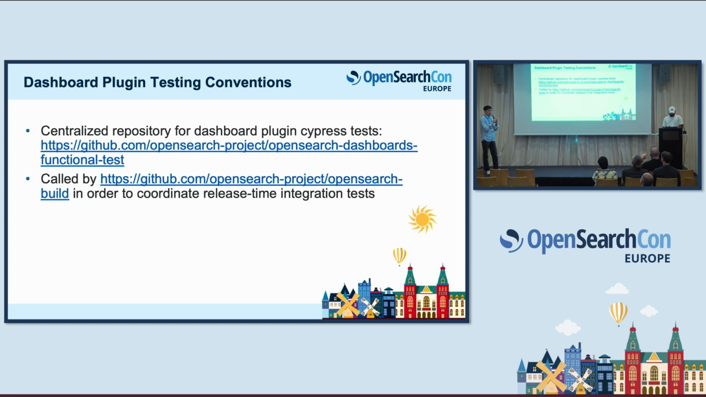Finally, ideally, you'll have Cypress tests for each PR that goes into the repo. But for the OpenSearch project, we also have this convention of using this standardized repo called the functional test repository. So this repository houses Cypress tests from each plugin and also OpenSearch Dashboards core. And the build team uses this repo in order to run all tests for all plugins and generate a report when it's release time.